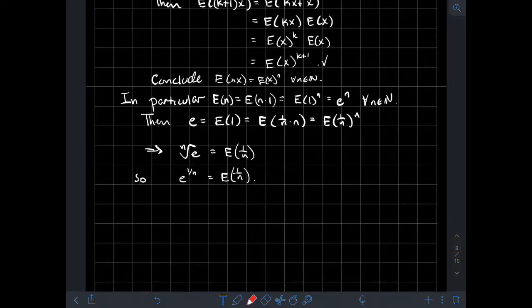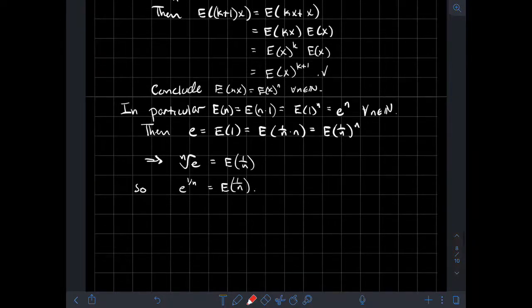That's pretty cool. So again, I'm trying to convince you that capital E of n is just e raised to that power of n. And so far, that's true as well when I plug in something like the reciprocal of a natural number.